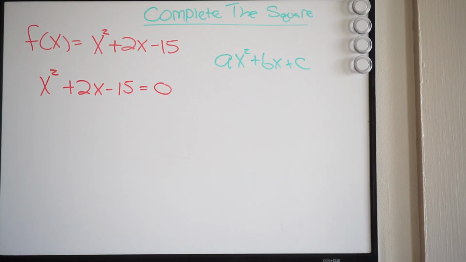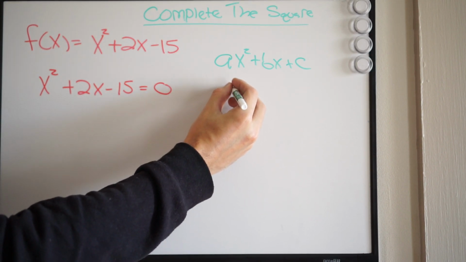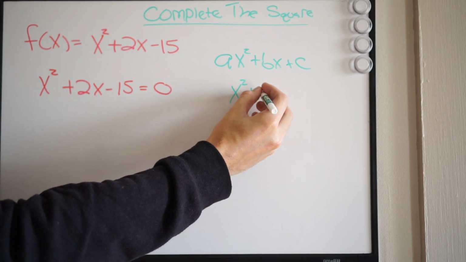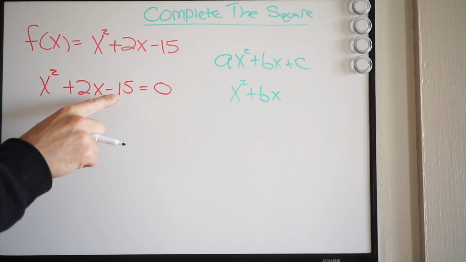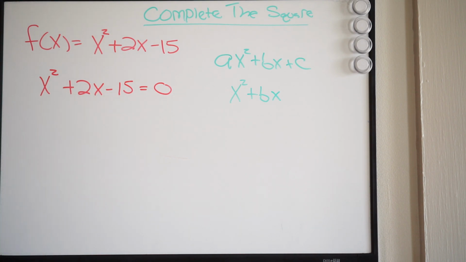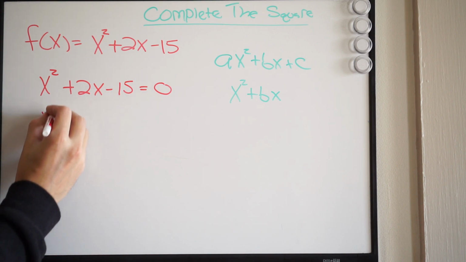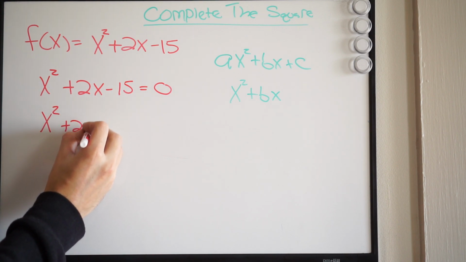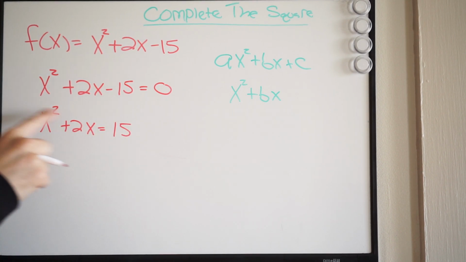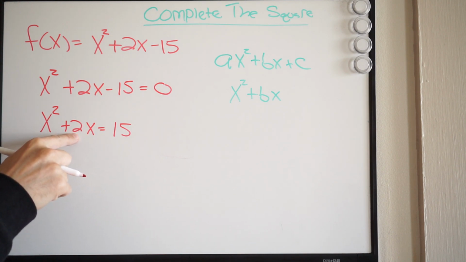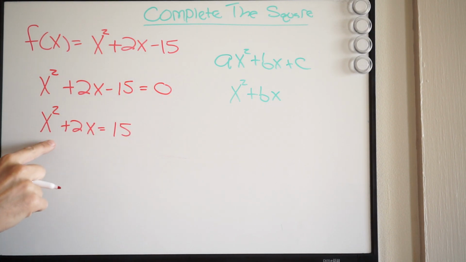Now, in order to complete the square, you need to be in the following form. You're going to have to be in x squared plus bx. In order to get in this form, I'm going to have to move this constant over to the right. So let's go ahead and do that. I'll have x squared plus 2x equal to 15. Now I'm in this form, x squared plus bx, where b is 2. So again, I'm in the correct form.